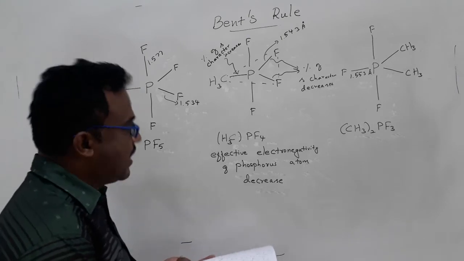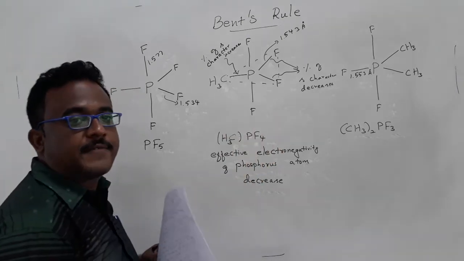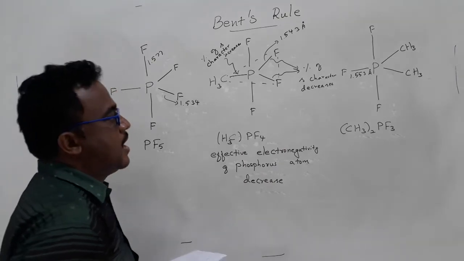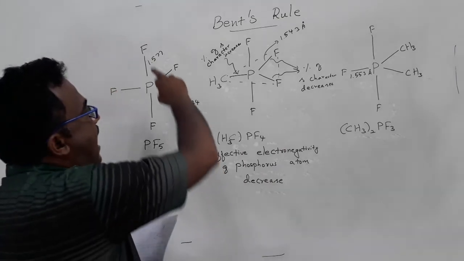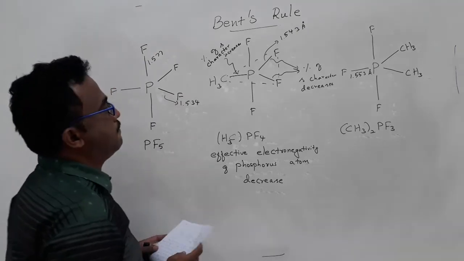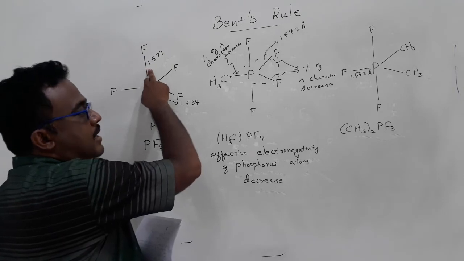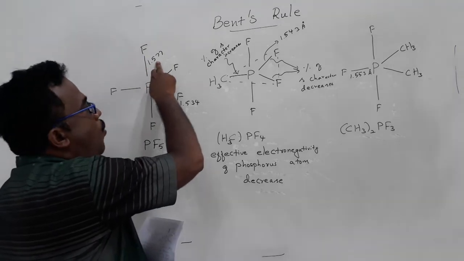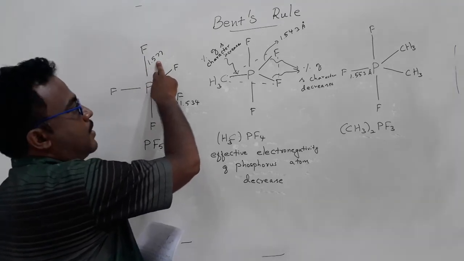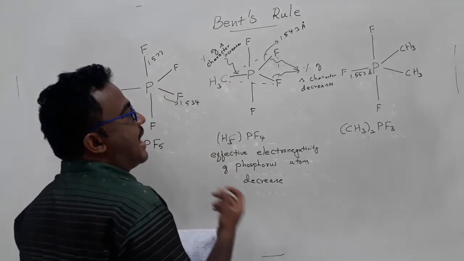Now we have to go to the other one. We have discussed equatorial phosphorus fluorine bond lengths. Now let me think about axial PF bond length. What will happen to the axial PF bond length? In phosphorus pentafluoride, the axial PF bond length will be 1.577. So when you come to methyl substituted PF4, what will happen?